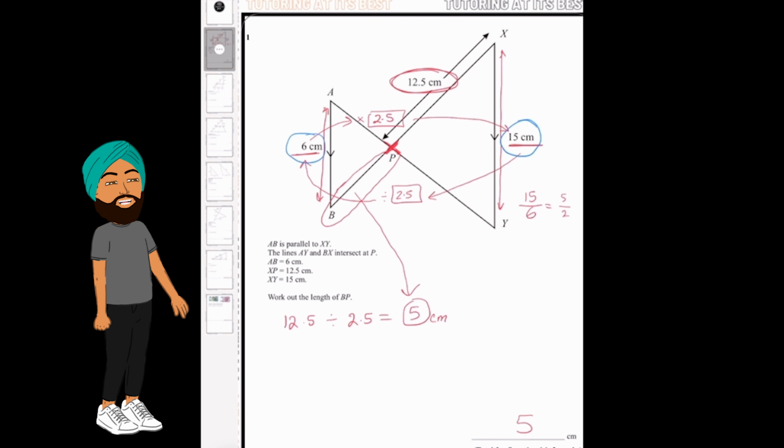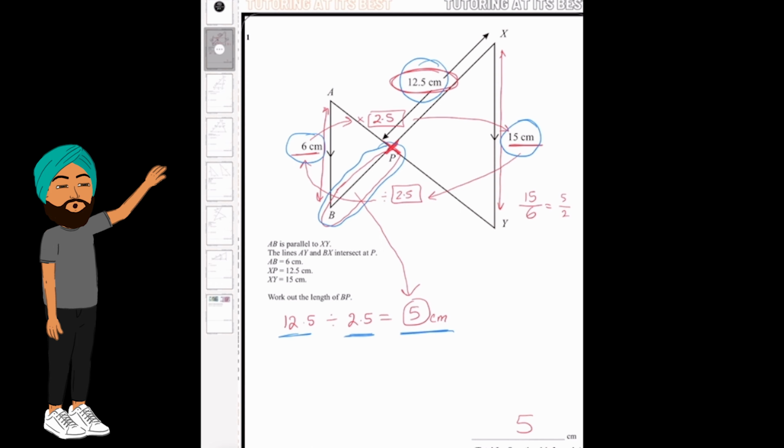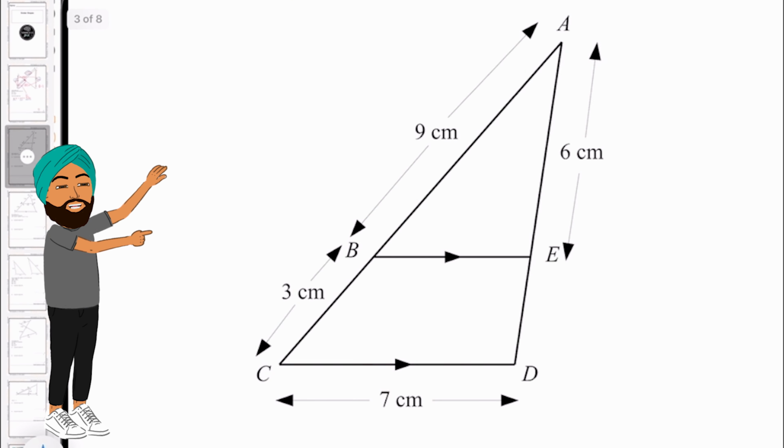So now we've gone ahead and done that. We found out our scale factor is 2.5. I then do the same with my 12.5 and my B to P. I have my larger triangle, 12.5, divided by the scale factor to get the smaller triangle, which is 5. And there we are. Perfect. Let's now dive into question 2.